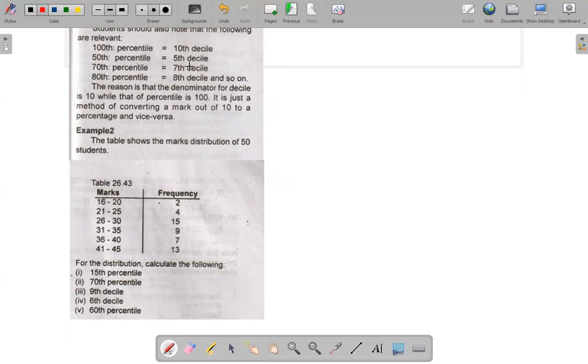What we have here is class interval. We need to get class boundary from that. So instead of using the class interval, I'm going to use class boundary. The class boundary for 16 to 20 is 15.5 to 20.5. If you have not taken the previous classes on grouped data, go and check it out to understand class boundary.